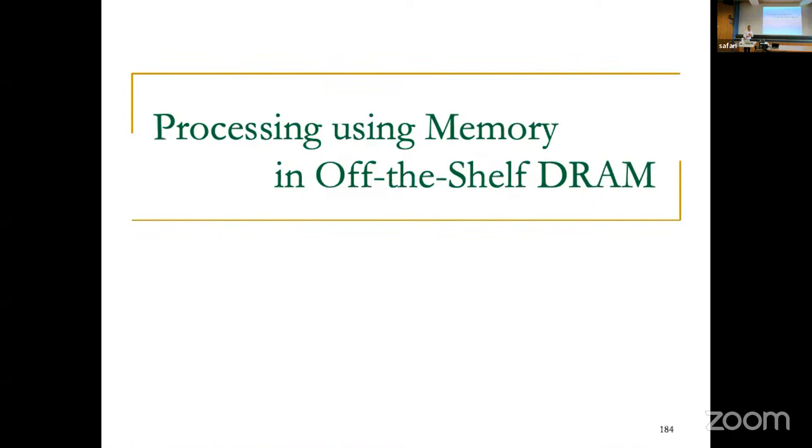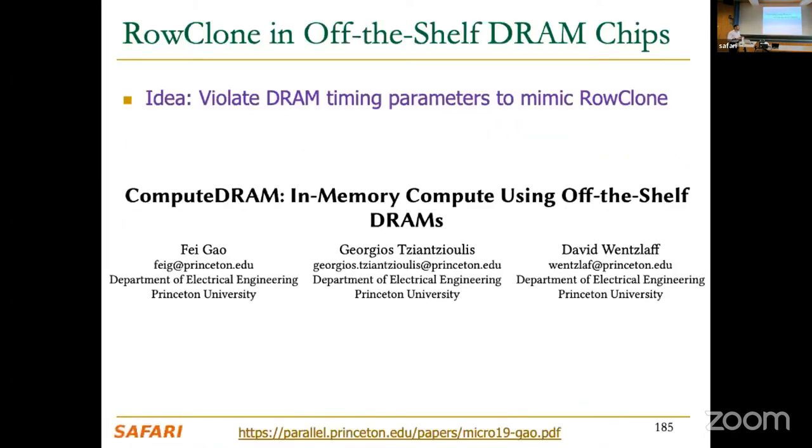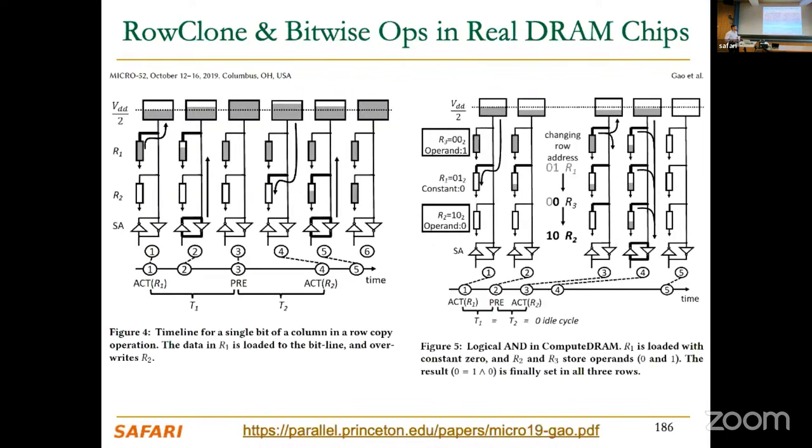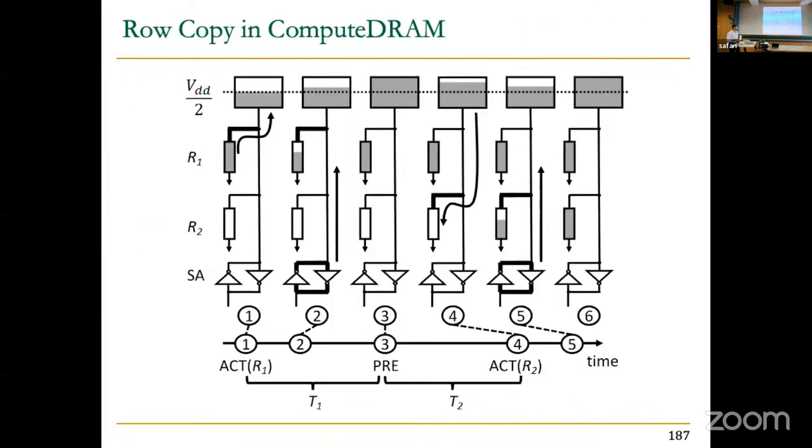I think I briefly talked about processing using DRAM solutions with off-the-shelf DRAMs. There was this question: can I do all of these operations that I mentioned using commercialized DRAM chips? This compute DRAM chip work shows that by violating DRAM timing parameters, you can do some of those operations. You cannot do all of them yet, but you can do, for example, RowClone, or some iteration of addition. I'm not going to get into details of how this works, I'm just going to briefly mention it.